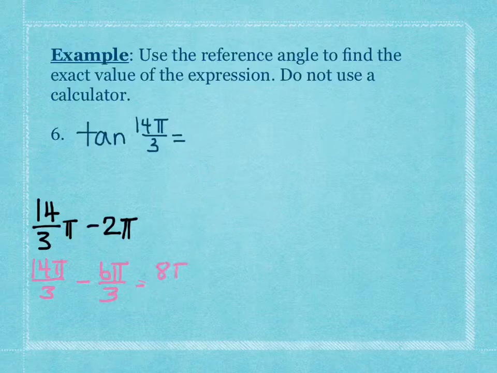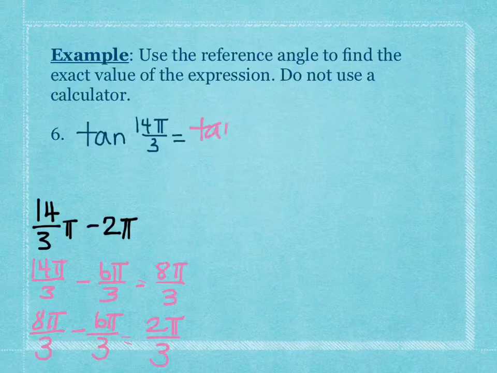8. But 8 pi over 3 is still bigger than the number 2 pi, right? It's still bigger than 2 pi. And I know that because I already figured out what 2 pi was. It was 6 pi over 3. So I can take that 8 pi again, and I can take off another 2 pi. So what happens if I take 8 pi over 3 minus another 2 pi, or 6 pi over 3? 2 pi over 3, or 2/3 pi, depending on your perspective.